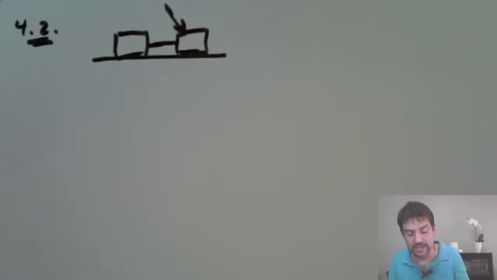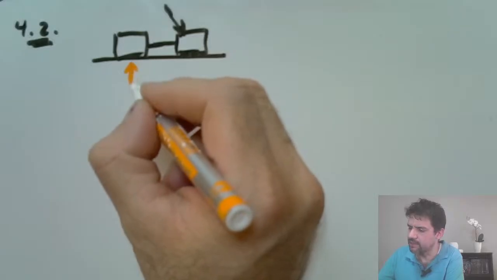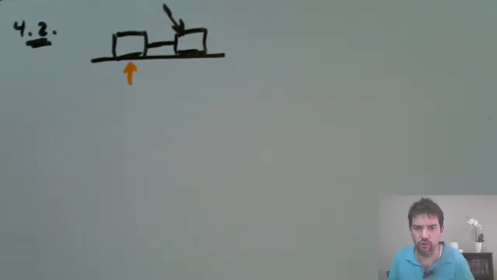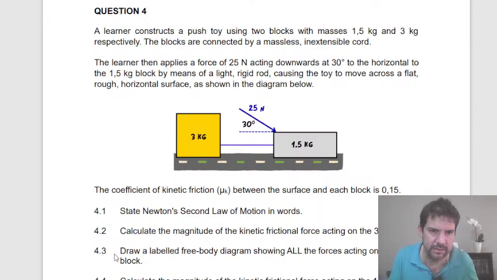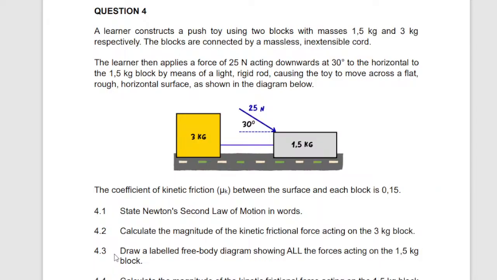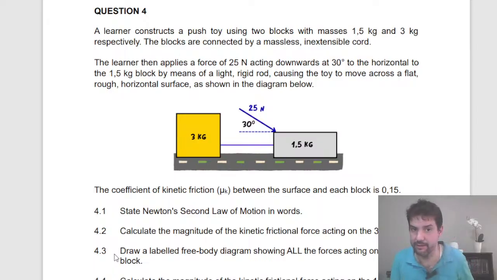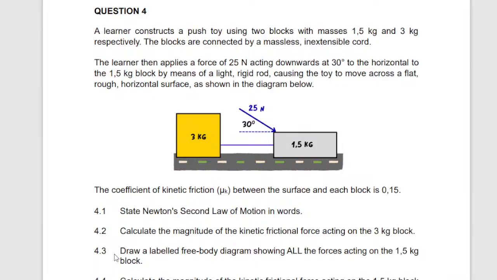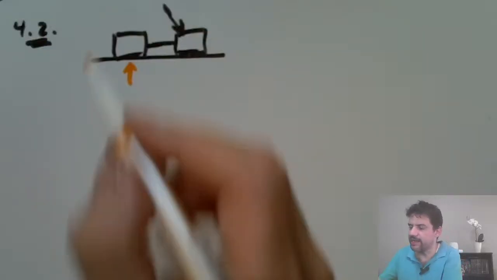This is not for marks, it's for me to understand what is happening in here. All right, so it is for this one. They ask me to calculate the friction for that one. Look here, calculate the magnitude of the frictional force for the 3 kilogram block, that is the block at the back. Now, for that block, what are the forces acting?